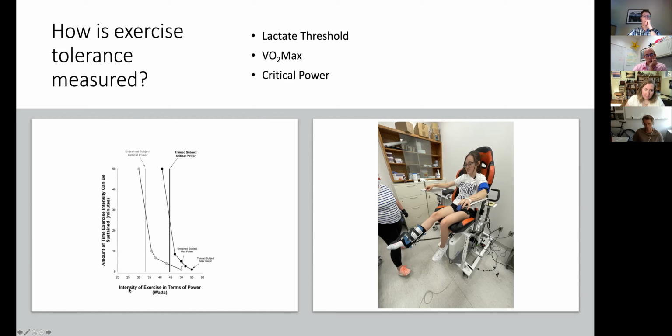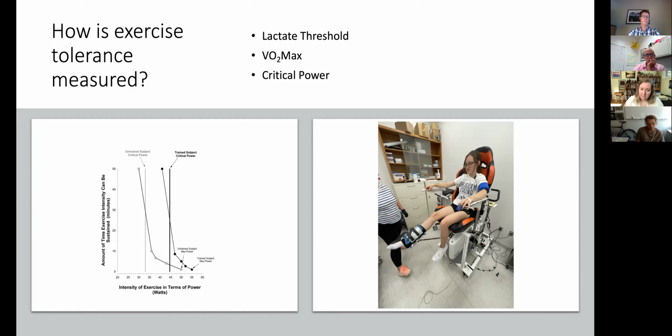So in this graph, you can see that the X-axis is wattage, and the Y-axis is the number of minutes that could be sustained. And we have two subjects. We've got our untrained and our trained subject, and our critical power lines for both of them. You can see when exercising above critical power, so each of these points is an exercise that they performed, they fatigue relatively quickly. But when exercising below critical power, they could exercise for 50 minutes. We actually cut it off at 50 minutes, so they might have been able to maintain it for longer.